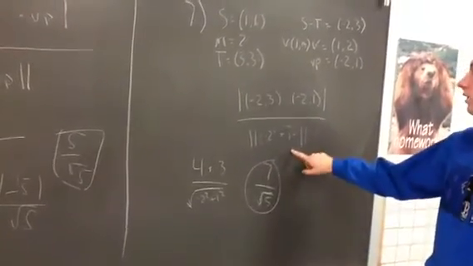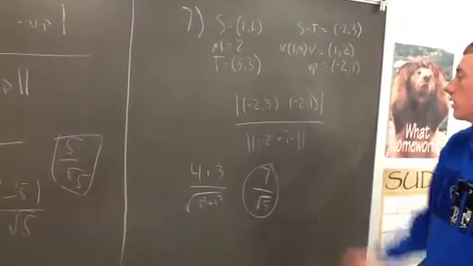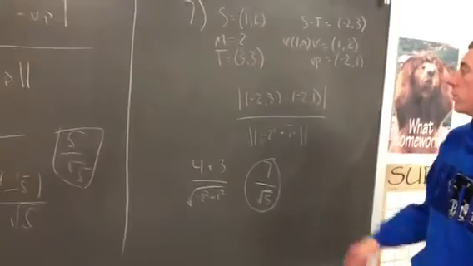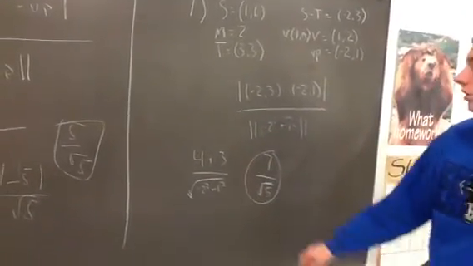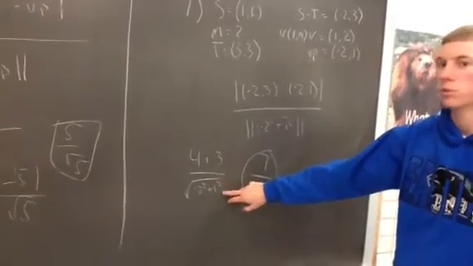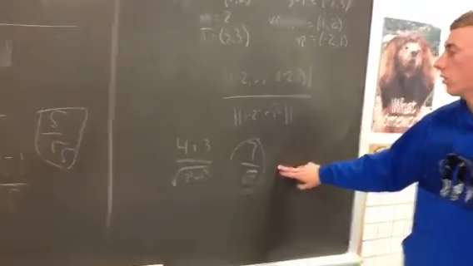And then on the denominator, the magnitude of v sub p added together. So what you would get is 4 plus 3 all over the square root of -2 squared plus 1 squared. And it equals 7 over the square root of 5.